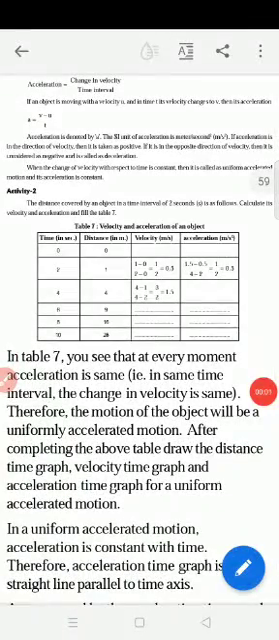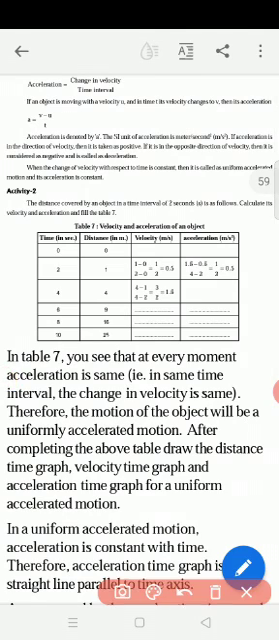Okay students, now we see about the acceleration formula. So what is the acceleration formula? Change in velocity by time interval. Okay, change in velocity by time interval. That is the acceleration.